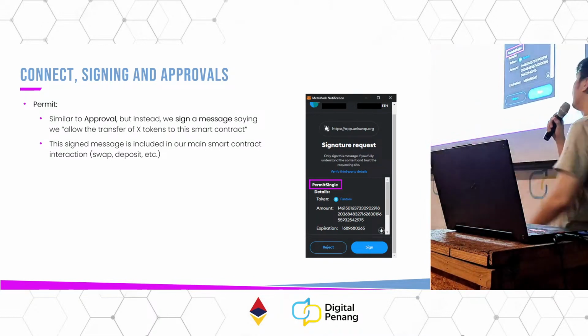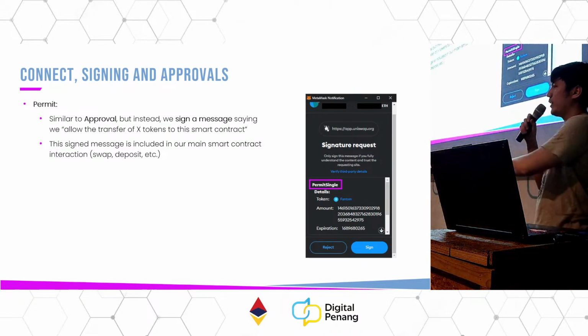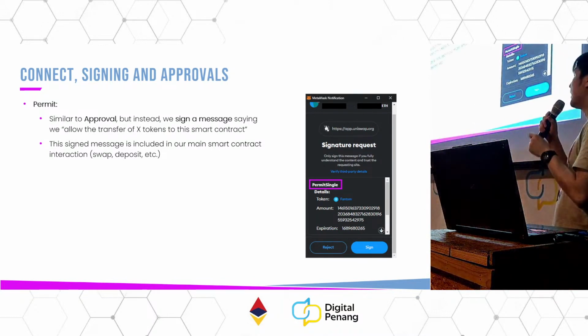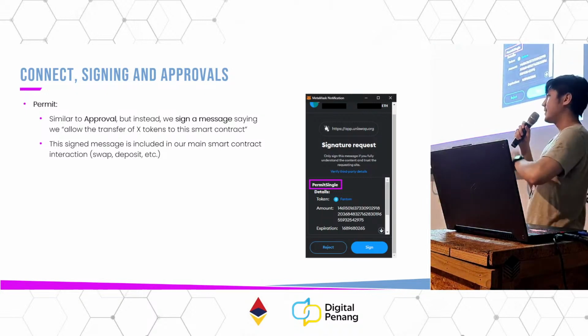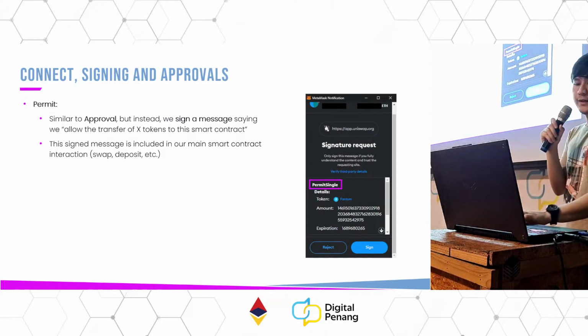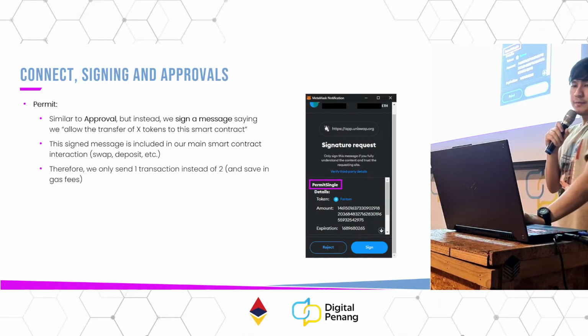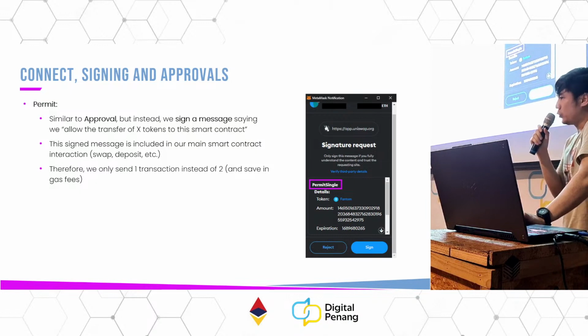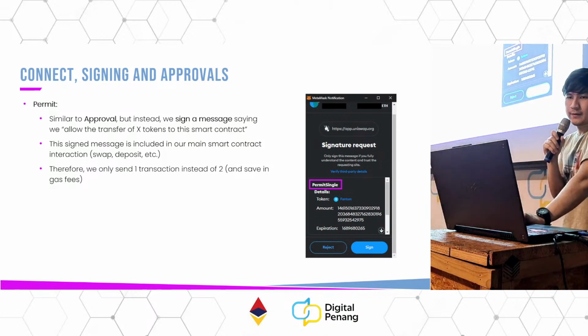Right? This is permit. Again, it's a signature request. Basically, you are signing a message that can be verified on the blockchain that says you are allowing this user or smart contract to take your funds. So we only need to send one transaction instead of two, and we save in gas fees.